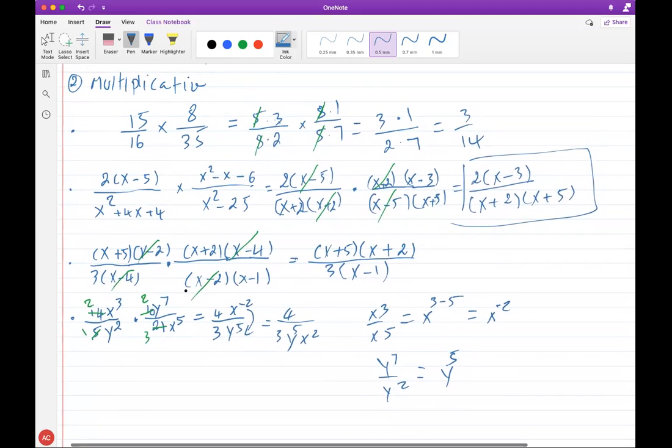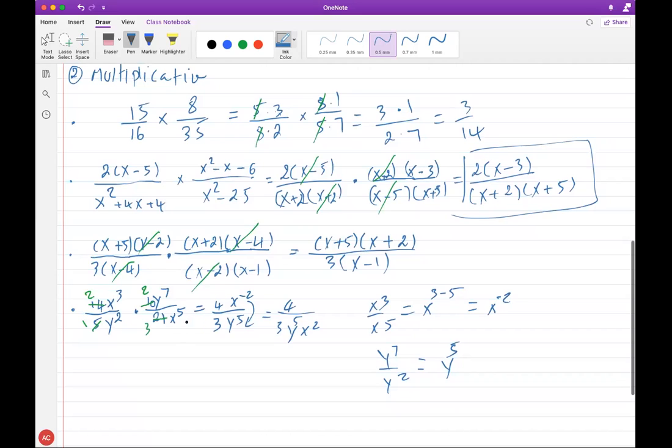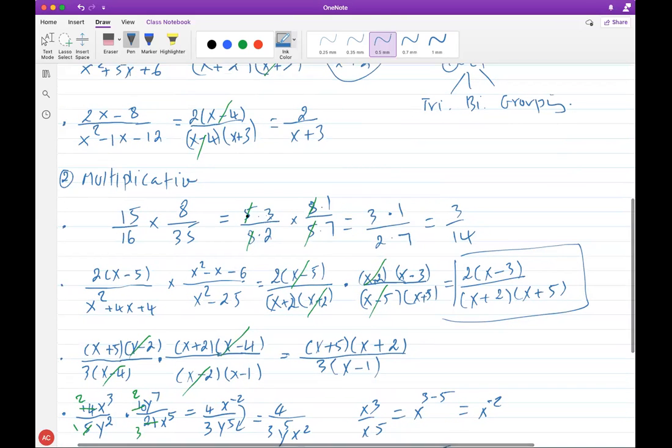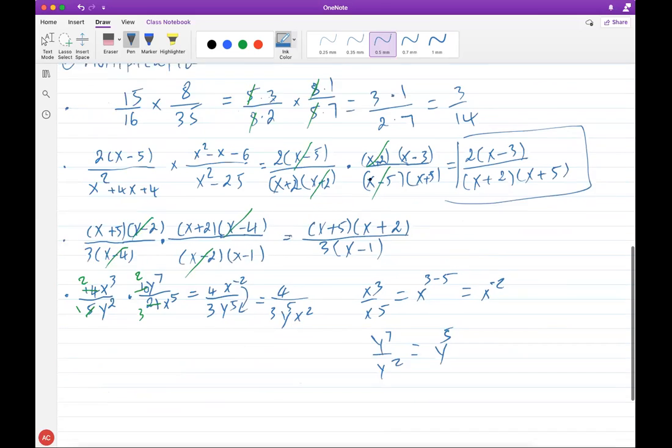Professor, where is the 4 from? The 4 is from 2 times 2, and 1 times 1. So after we simplified, we just multiply straight across, just like here. 3 times 1, 2 times 7, 14.